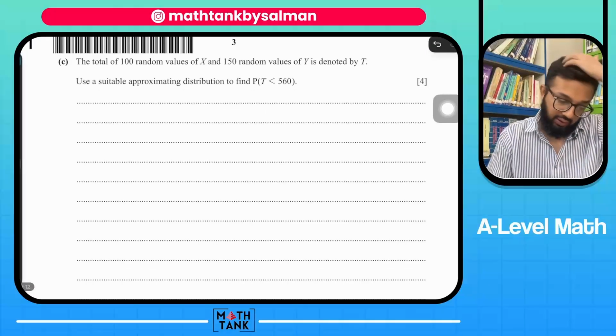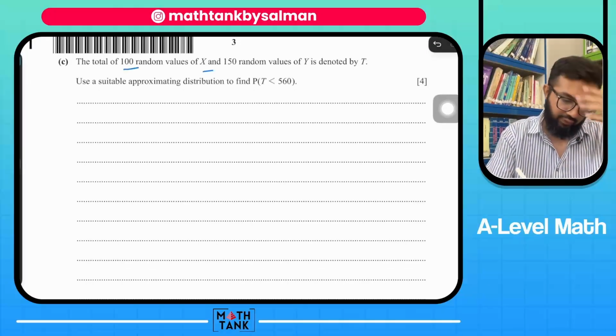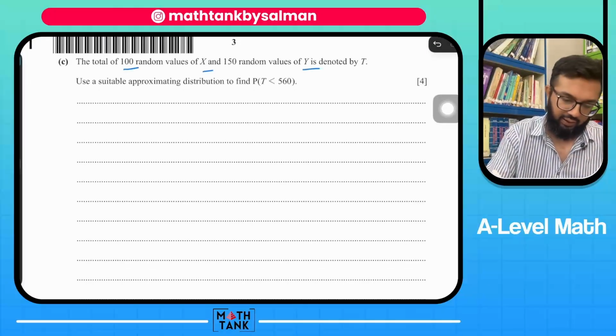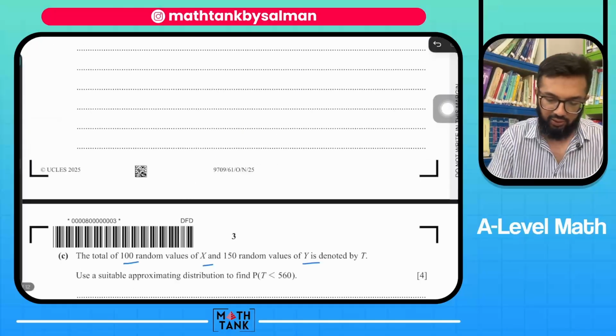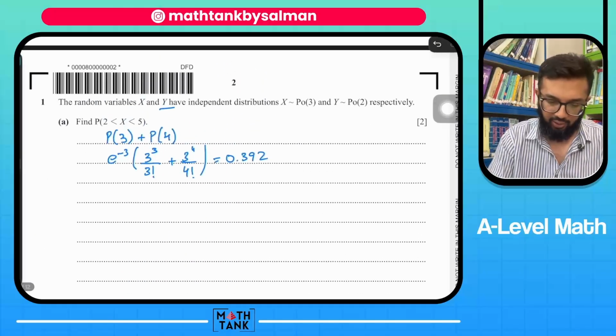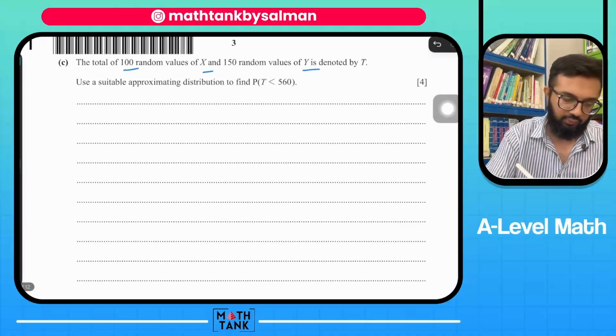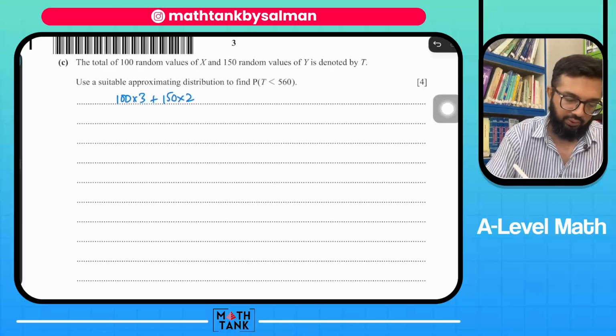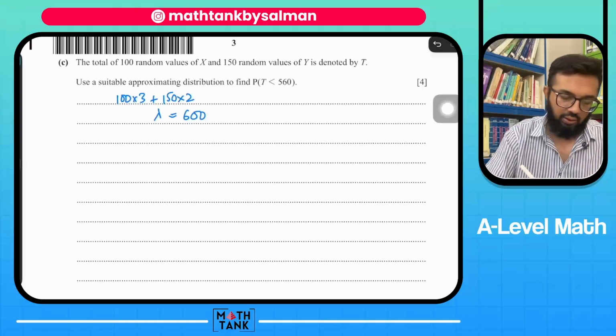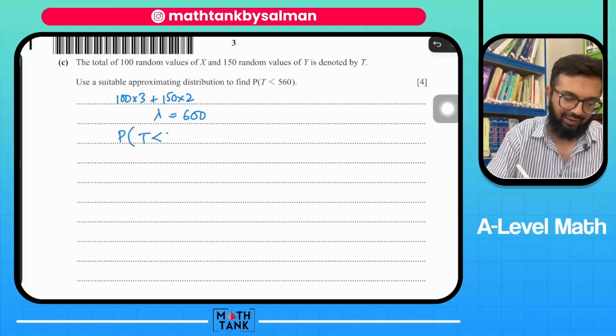Okay, that was easy. The total of 100 random values of X and 150 random values of Y is denoted by T. So 3 and 2. So 100 times 3 plus 150 times 2. So what is the new lambda that I'm working with? It's 600. I want to calculate the probability of T less than 560.